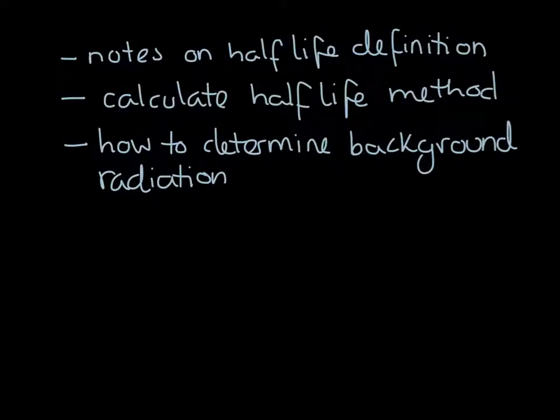So that's everything on half-life. What you need to make sure you've done is make sure you've got some notes on the definition of half-life. Make sure you can calculate the half-life from the graph and that you've got notes on that method, and then make sure you're clear about how to determine the background radiation from a graph showing the count rate, how it varies with time. Go back through the tutorial if you need to get your notes finished, and then we'll do some questions in the next lesson.